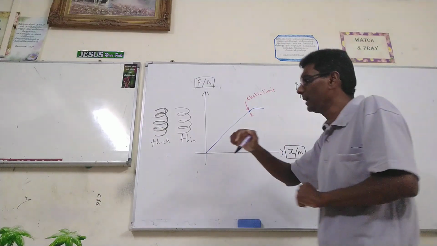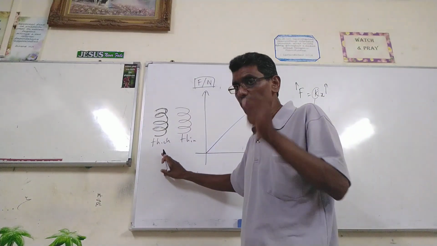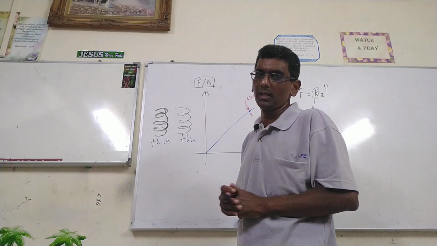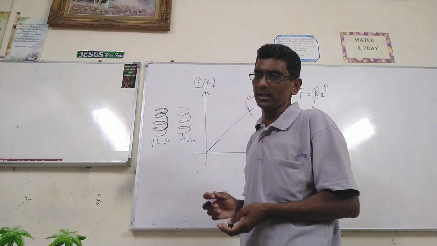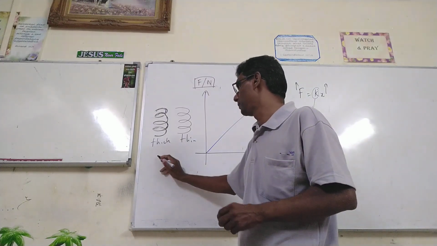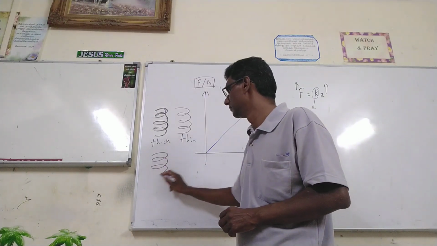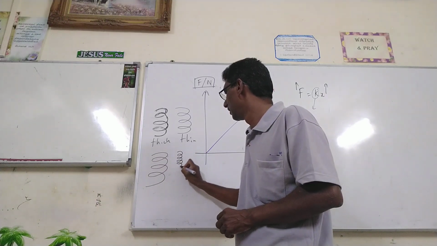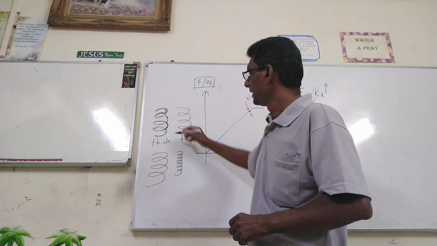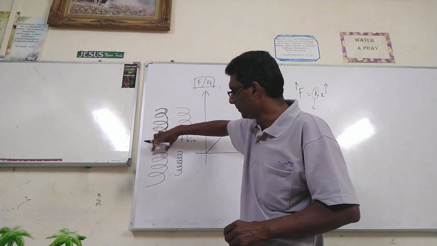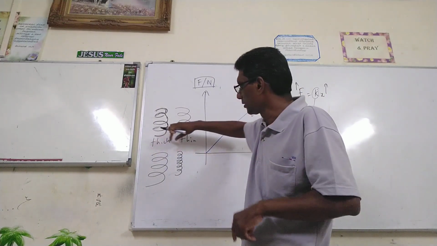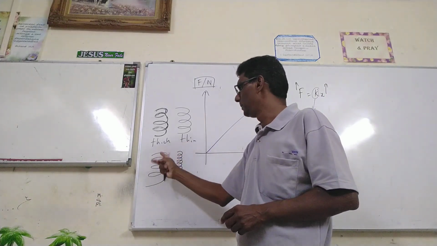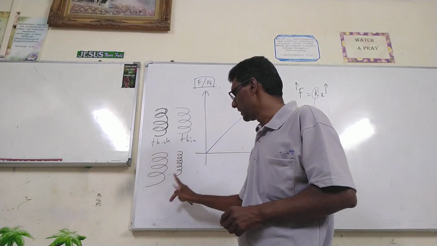Okay, another factor. This is called the diameter of the spring. Another one is called the diameter of the coil of the spring. Okay, this one is a bigger diameter coil. It's a smaller coil. It's a bigger coil. It's a smaller coil.